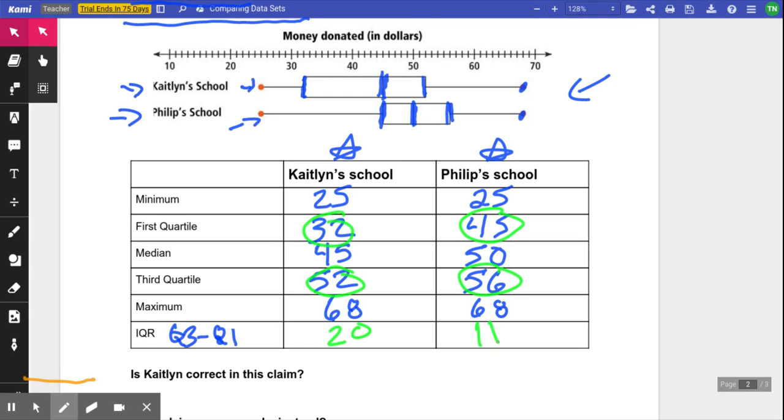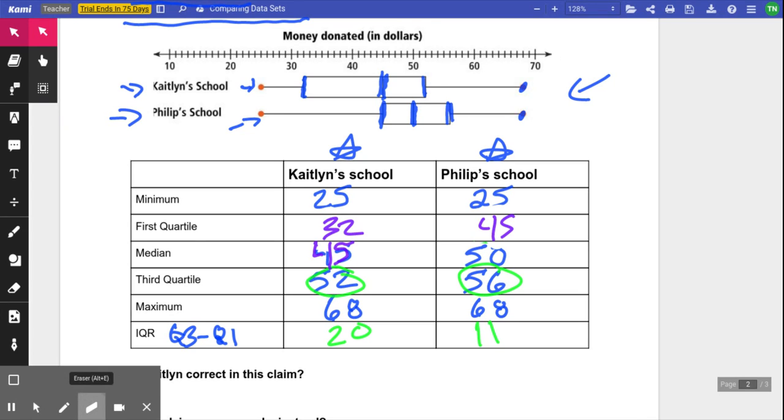Okay, so now we need to really start comparing some of this data. I'm going to erase these and put the numbers back so they're a little bit prettier. That was 32 and 45. Let's put that back in blue. That was 32 and 45. Oh, that's purple. This is 45. And then I'm going to clear these up a little bit too. That's 52 and 56. Let's blue that a little bit. 52 and 56.